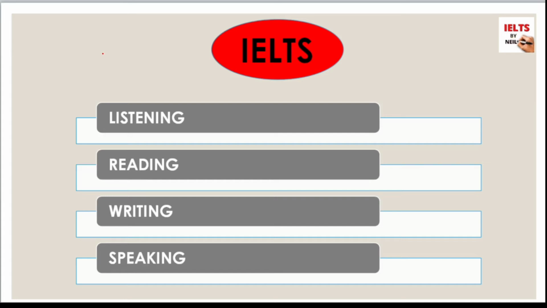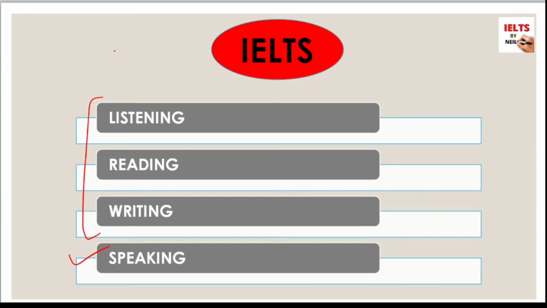IELTS exam is further subdivided into 4 sections. Number 1 is listening, then reading, writing, and the last one is speaking. Normally, the first 3 sections, listening, reading, writing, are conducted on the same day, and the speaking takes place either a few days before or after the 3 sections.